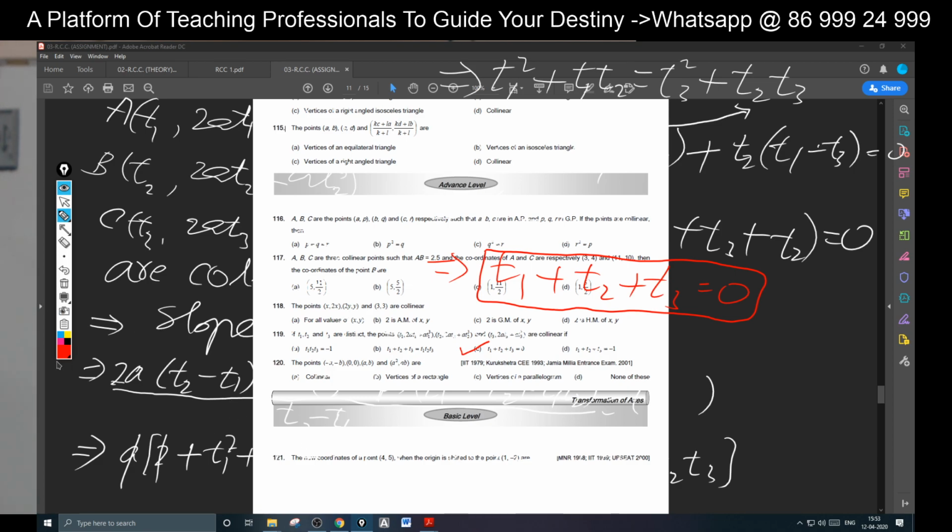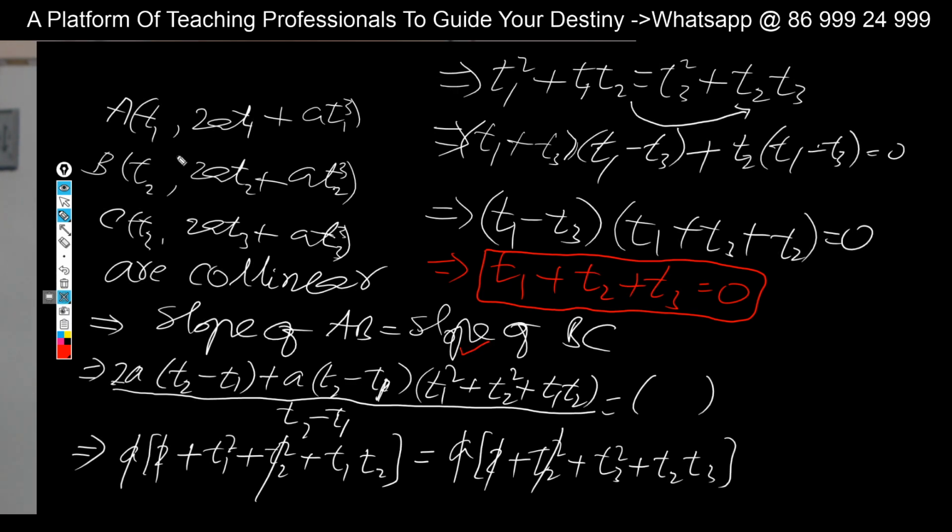Let us re-understand it. These three points are given to be collinear. What I did, I have taken slope of AB equal to slope of BC because they lie on a line. When they are lying on a line, obviously their slopes are equal, or you can even try with the area of the triangle. But with the area of the triangle, it becomes a little lengthy. That is why I have taken this as slope. Slope of AB is equal to slope of BC.